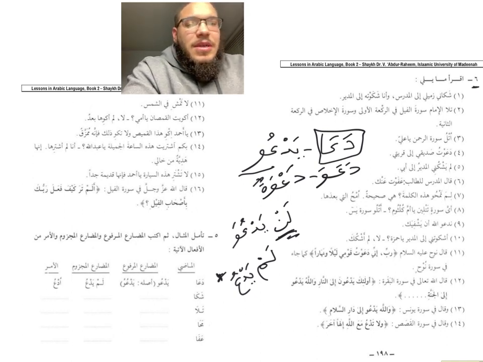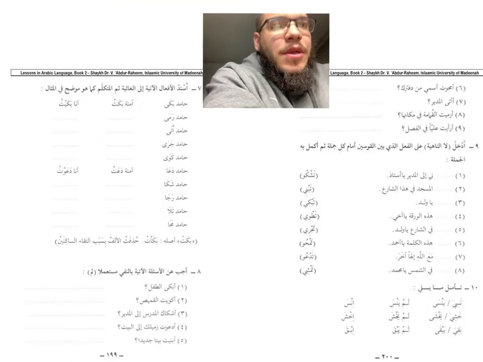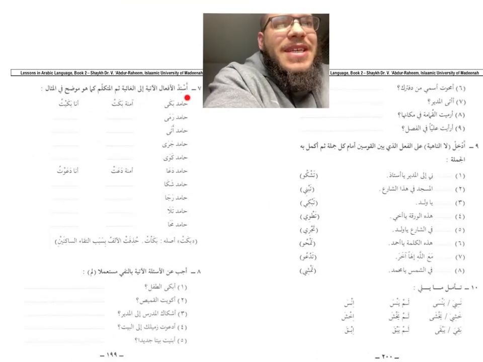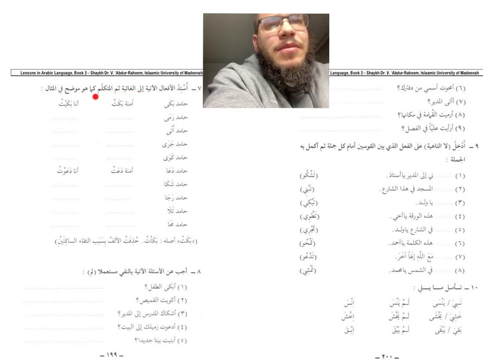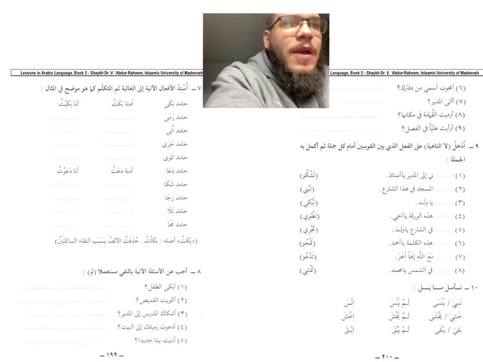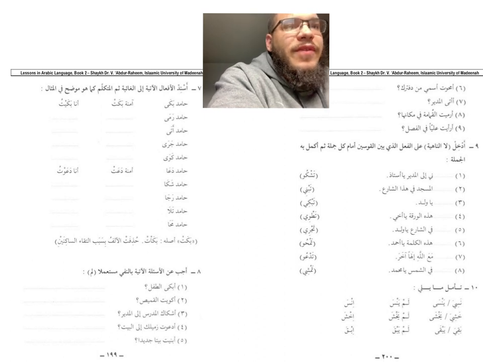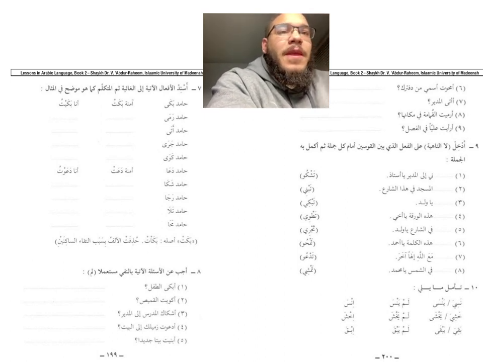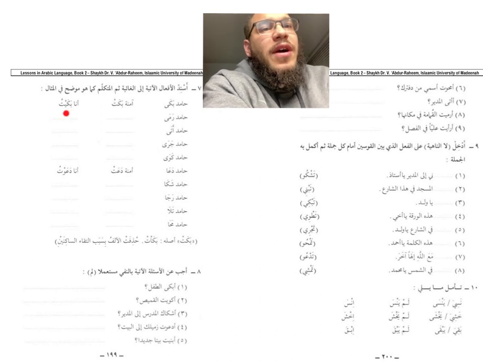So we go to the next page and see what else is to be observed from the usage of the final weak verb. So here the seventh says: attribute the following verbs to the third person feminine and then the first person, as shown in the example. So they basically want you to conjugate the verb by adding it to the pronoun. For one, the third person feminine singular, yani for hiya, and then also for ana.